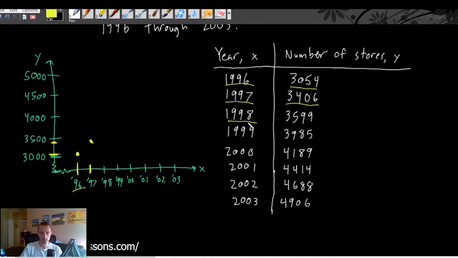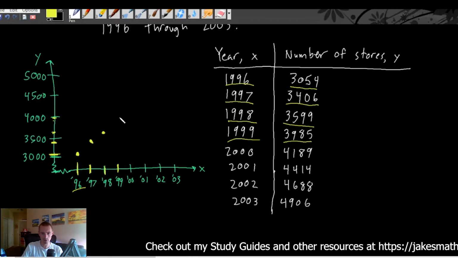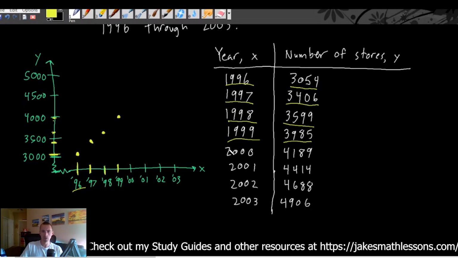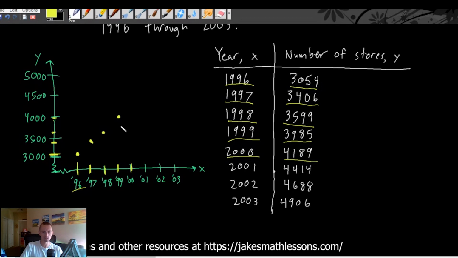So then 1998, 3599 is going to be probably right about here. 1999, 3985 is going to be very close to 4,000, so almost exactly at 4,000. So straight over from there, puts us right about there. 2000, 4189, so 2000 on the x-axis. 4189 over here is probably going to be right about here, so.